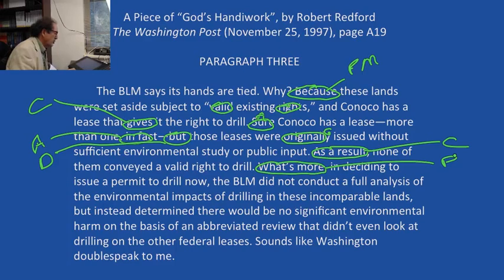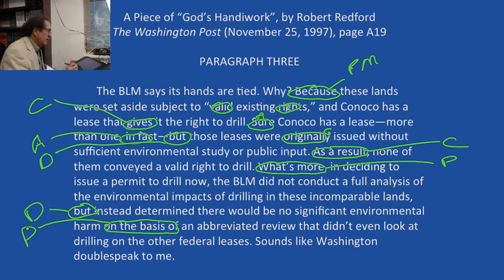In deciding to issue a permit to drill right now, the BLM did not conduct a full analysis of the environmental impacts of drilling in these incomparable lands, but discounting, right? Instead determined that there would be no significant environmental harm on the basis of, this is telling you how they reached that determination, it was an abbreviated review. They had an abbreviated review that justified or explained their determination, so that's a premise marker.